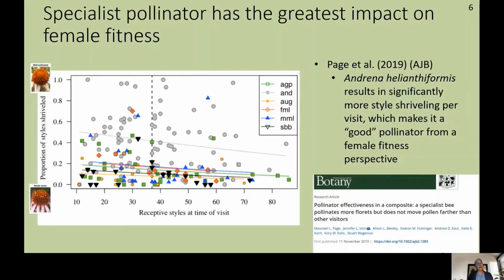So in Echinacea, style shriveling has been shown to be directly correlated with seed set. So the more styles that are shriveled, the more seeds that are set. So here, each pollinator is represented by a different color and shape. So you can see here, there's lots of different pollinators, and lots of them are clumped down at the bottom.